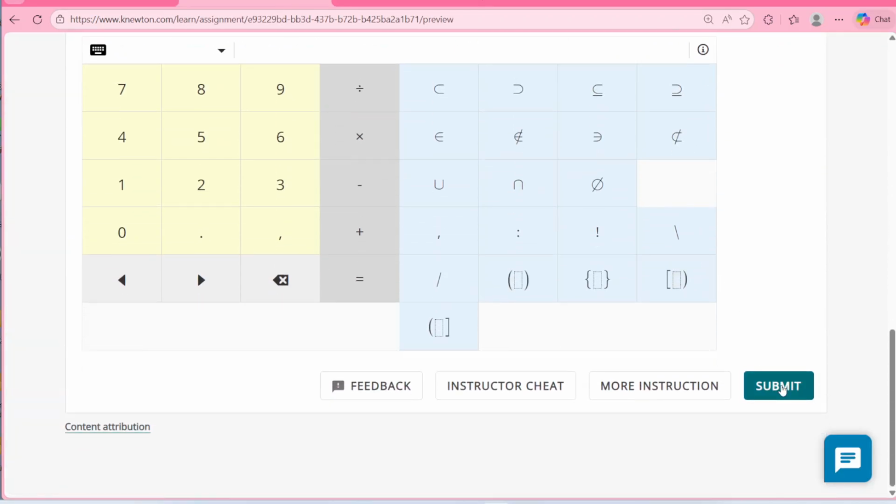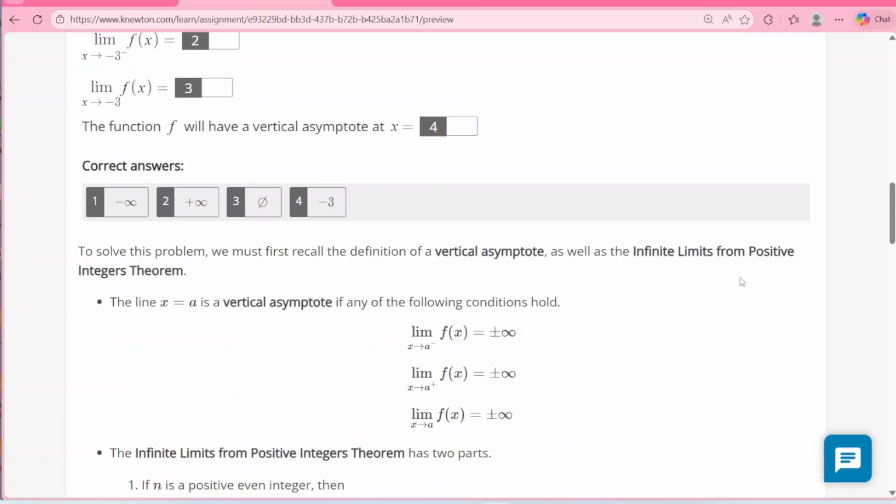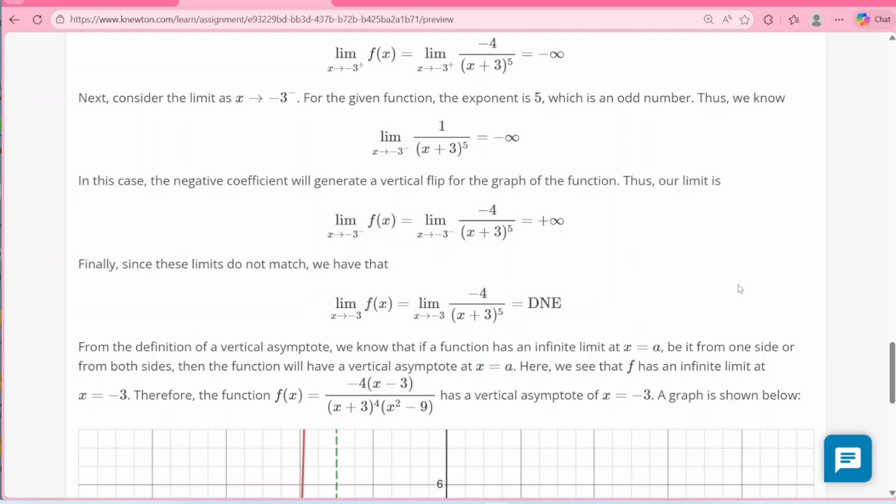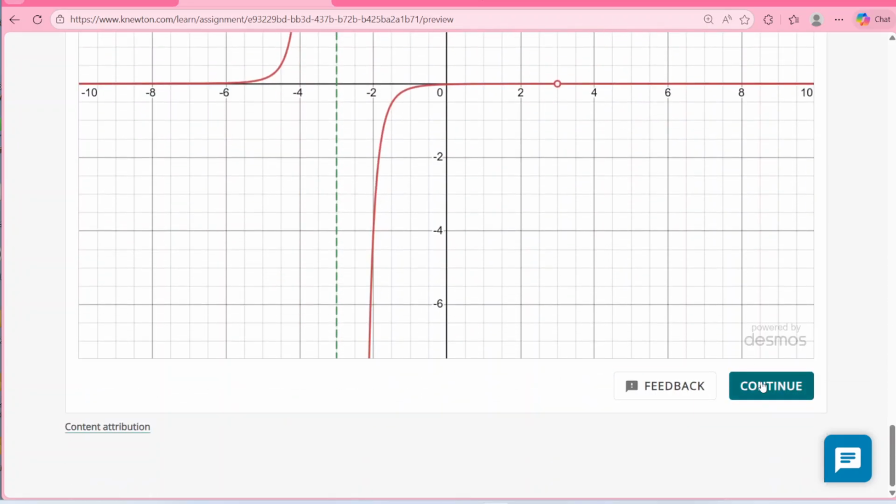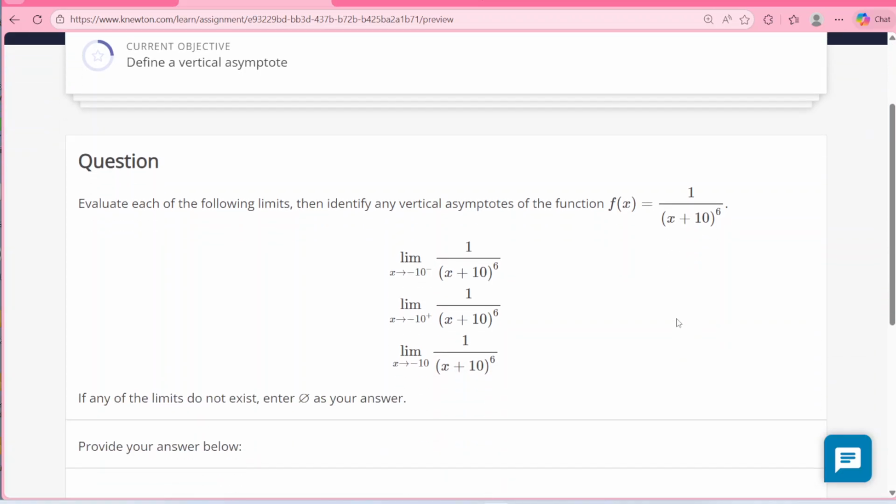All right, so let's submit this. Read through the answer explanations, all that stuff. And I got a graph there. Cool. All right, so this is pretty similar.